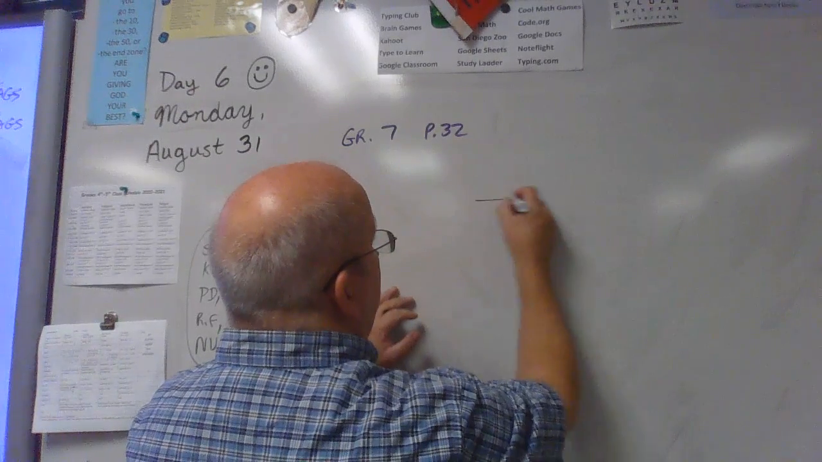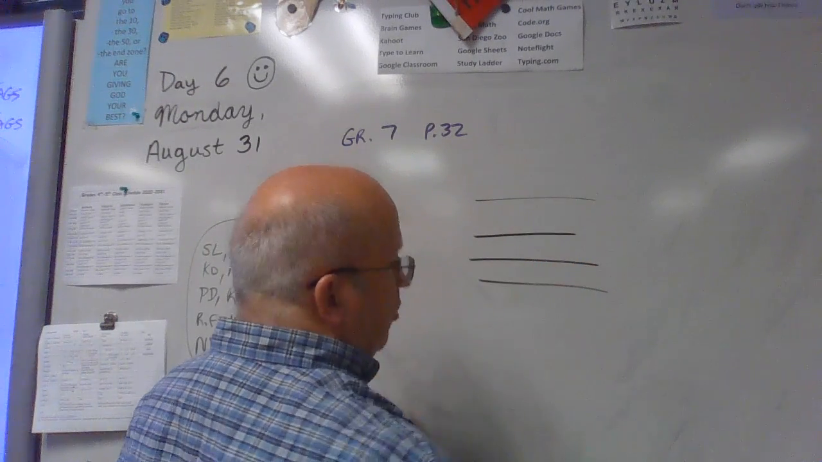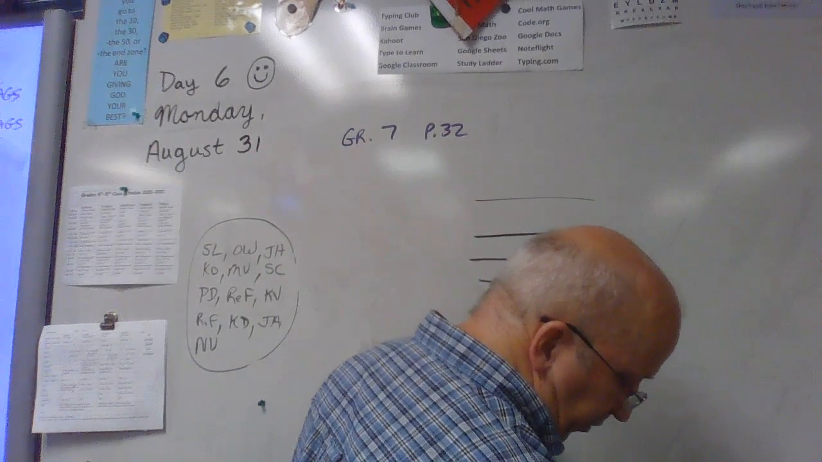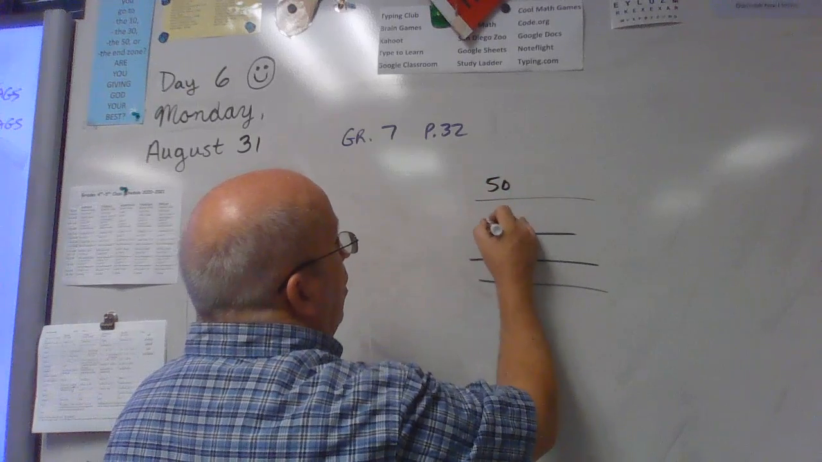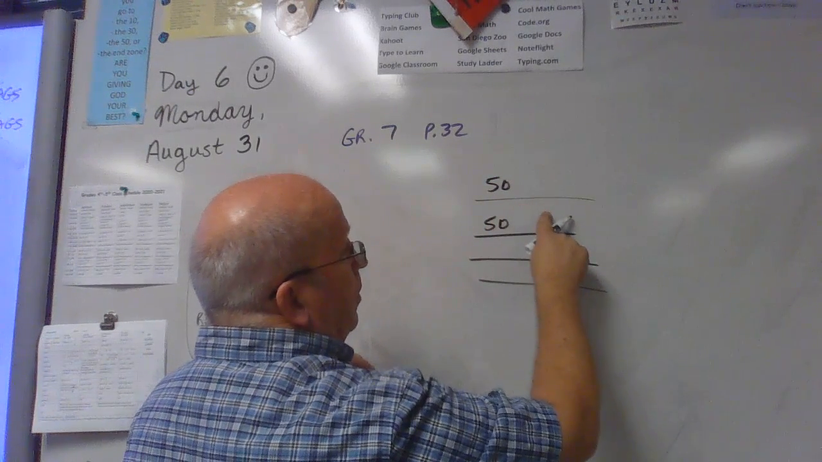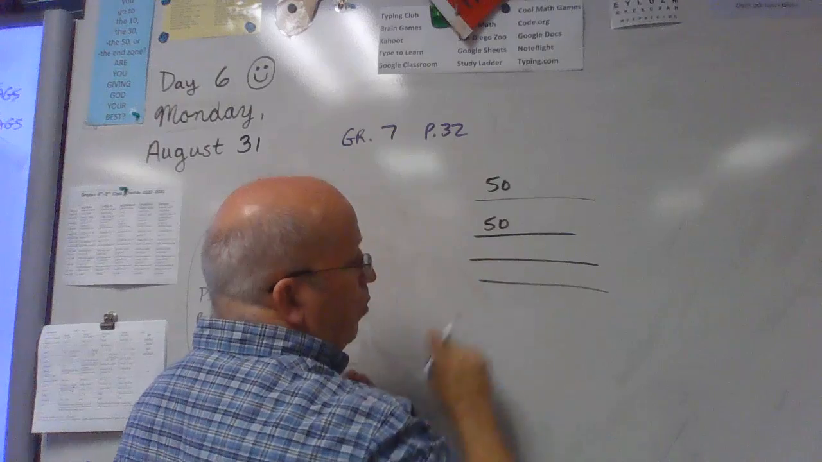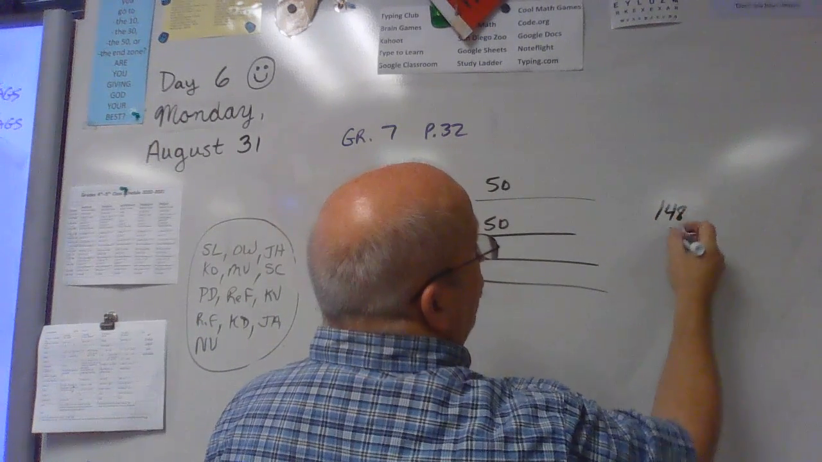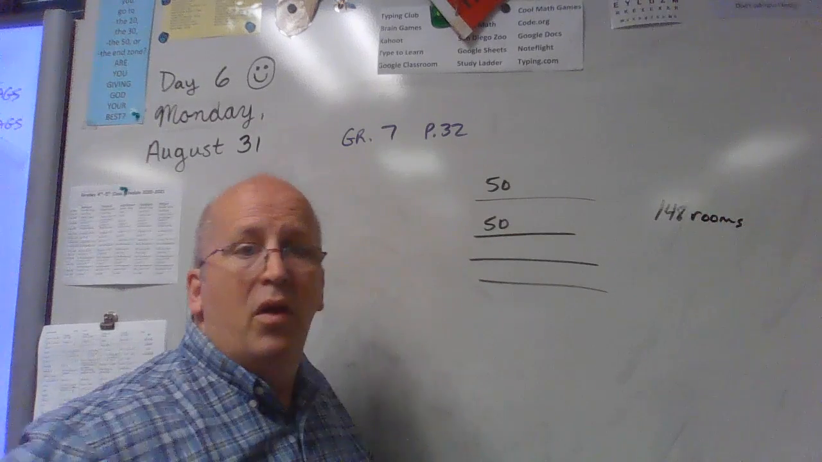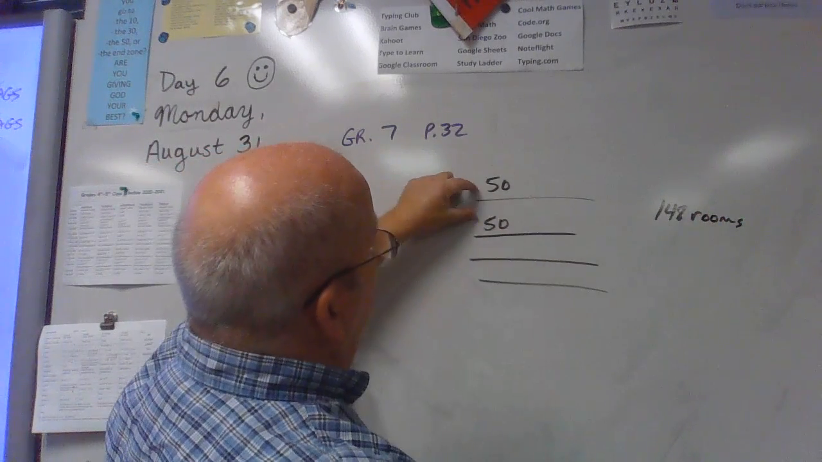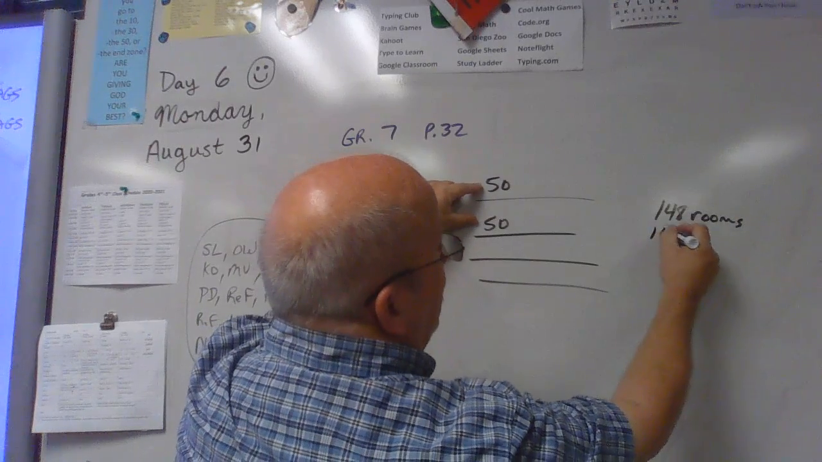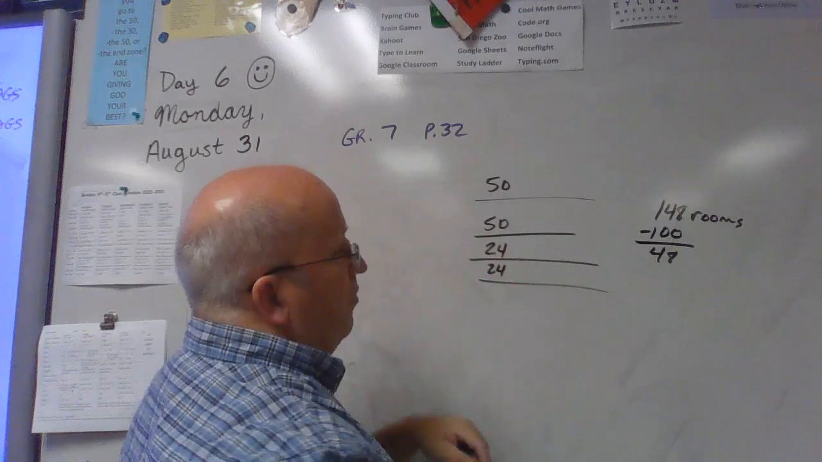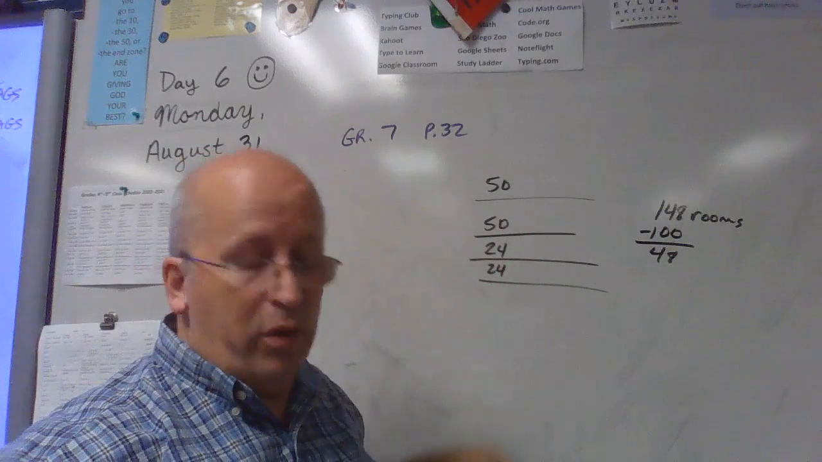Well, for me, the first thing I'd do is draw 4 decks, just so I can visualize what's going on here. It tells us that the 2 upper decks have 50 rooms each. So this is upper deck number 1, upper deck number 2, and the lower decks have the remaining rooms. It also tells us that there's a total of 148 rooms in all, right? So if we've already covered 100 of them right here, that means the lower decks have to have 48 rooms, so there's got to be 24 and 24. That gives us our 148 rooms.